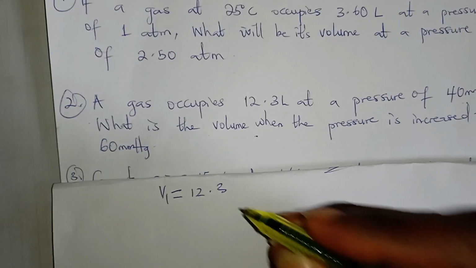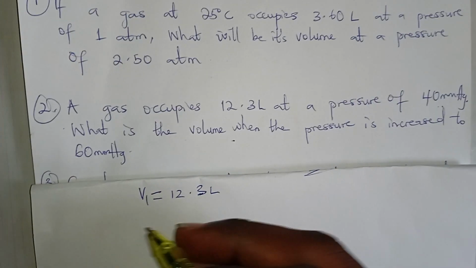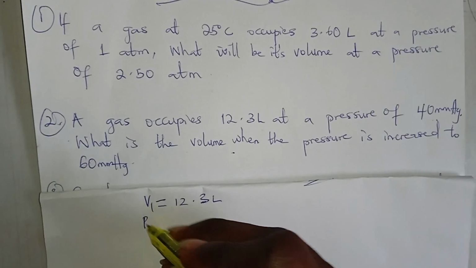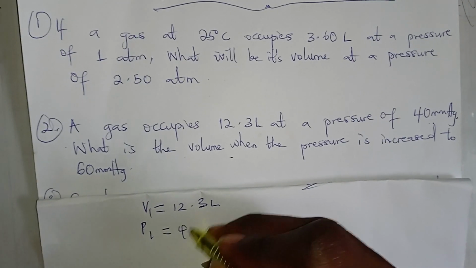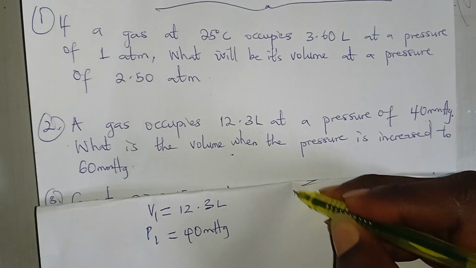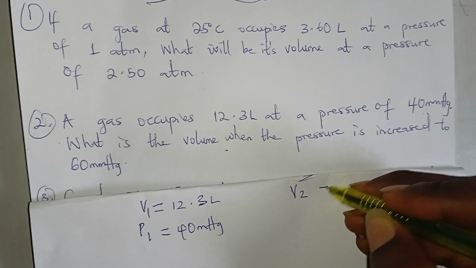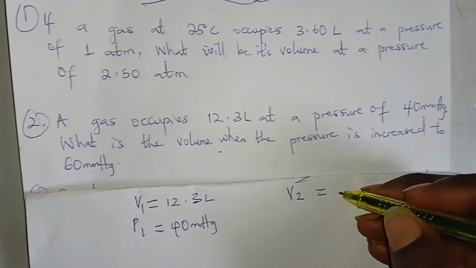So it says a gas occupies 12.3 liter, that is V1 equals 12.3 liter. Now, V1 is operating at P1. It's having a pressure of 40 millimeter mercury. Now, they're asking us for the volume. That is V2, second volume. We can never have a situation where we have V3. So, know it.